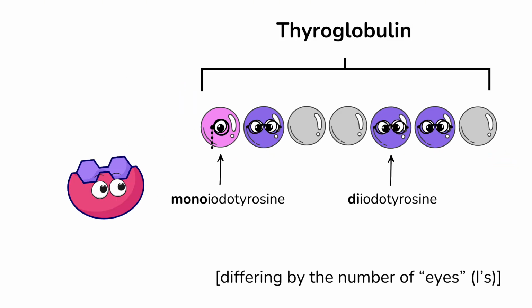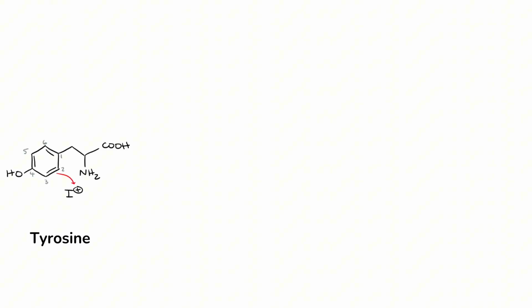When TPO only adds a single iodonium ion, monoiodotyrosine is created. When he adds two, diiodotyrosine is created. Let's zoom in on an individual tyrosine to see how this process happens.